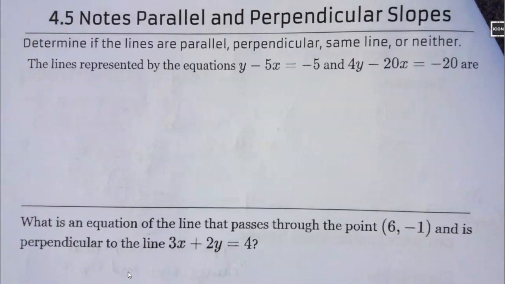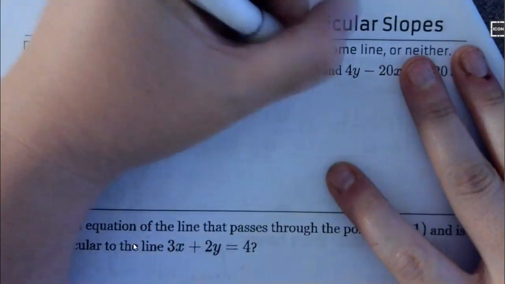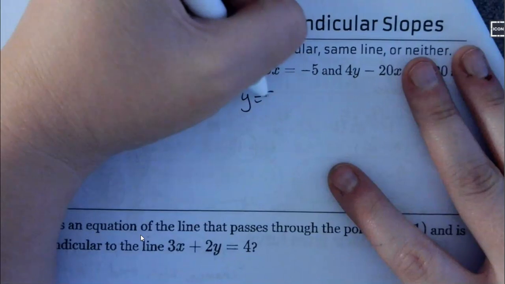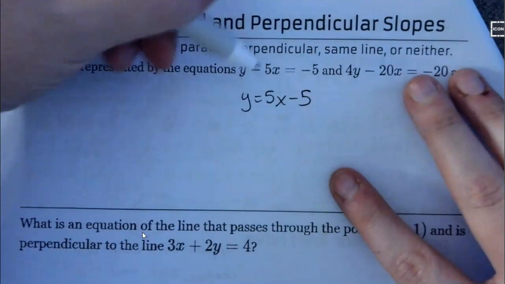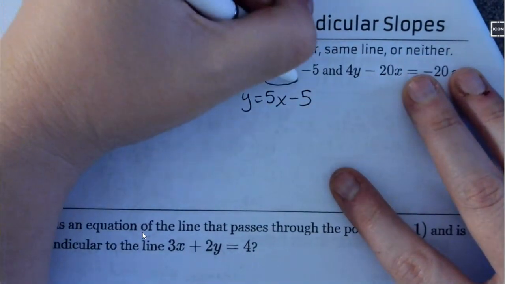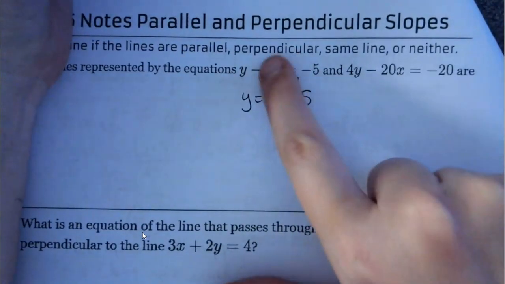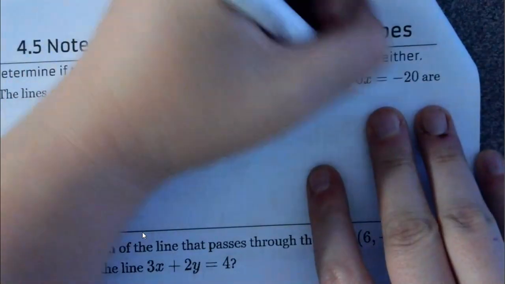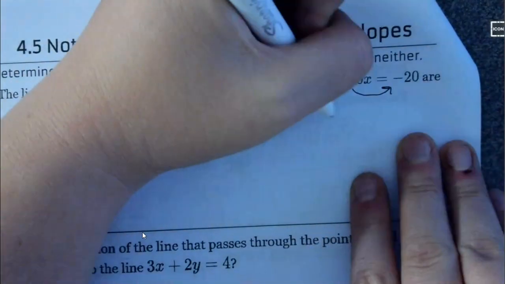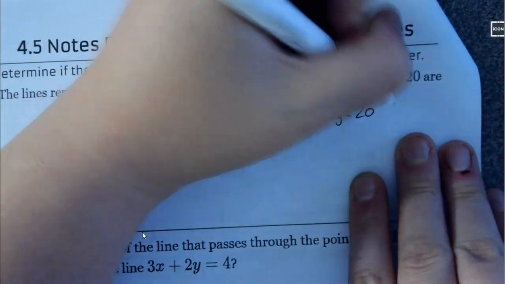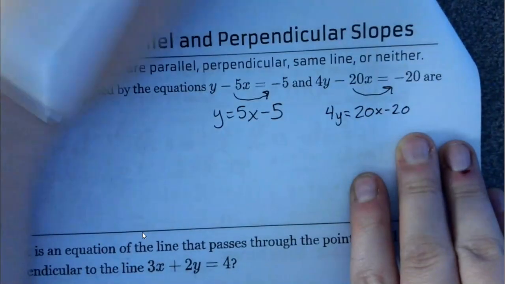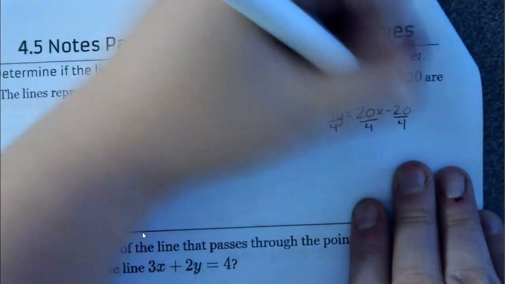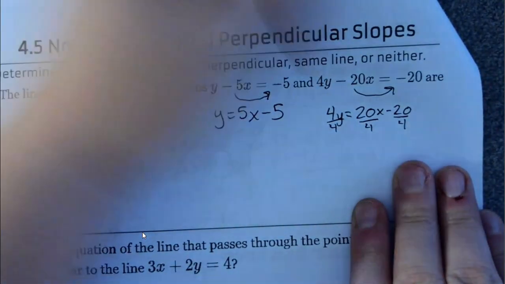Okay, this one is a little tricky, and I'll show you why. Well, it's really not that bad. We're going to move this over. It's going to be positive 5x minus 5. I just changed the sign of that, moved it over here. It was negative here, now it's positive. For this one, we're going to move the 20x over. 4y equals positive 20x minus 20. Divide by 4 all along.